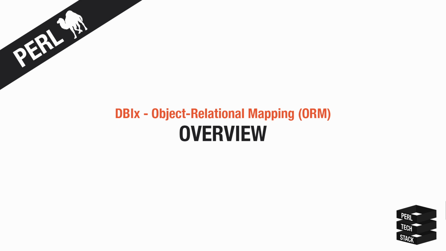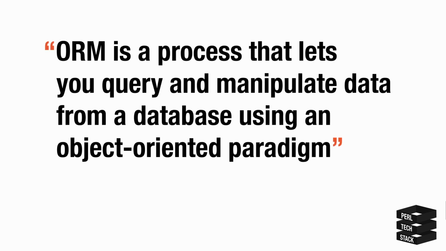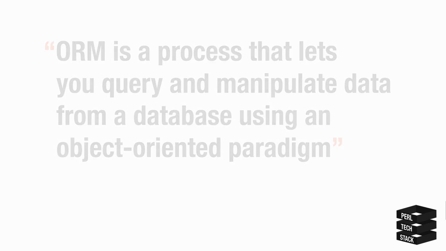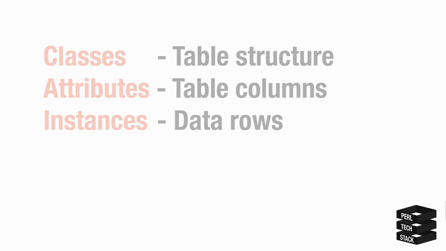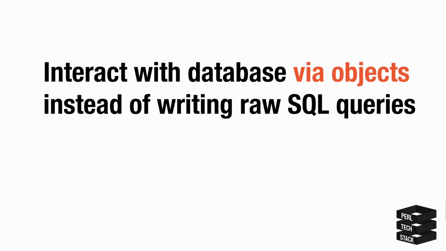First of all, what is Object-Relational Mapping? By definition, ORM is a process that lets you query and manipulate data from a database using an object-oriented paradigm. To put it in perspective, you can think of ORM classes as representation of database table structure, attributes as table columns, and instances of classes as database rows. This concept allows developers to interact with databases using objects instead of writing raw queries. Don't worry if all of this sounds confusing. We will look at plenty of examples that will make this clearer.